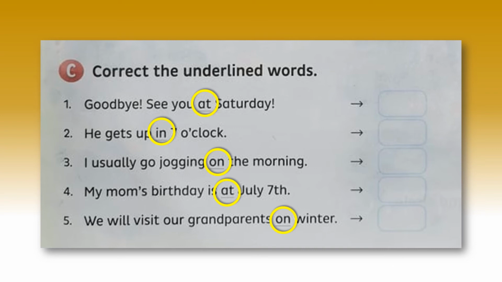Here we go. Number 1. Goodbye. See you at Saturday. No, this is one day. One day. We talk about one day with on. See you on Saturday. Number 2. He gets up in 7 o'clock. In 7 o'clock? No, this is a time. One part of the clock. So we say at. He gets up at 7 o'clock.